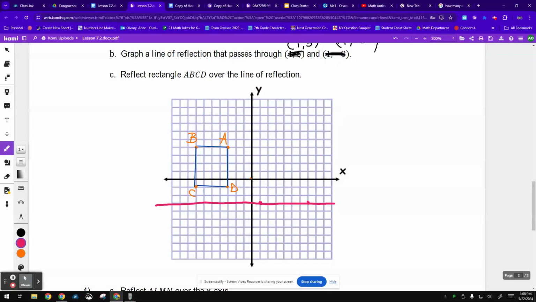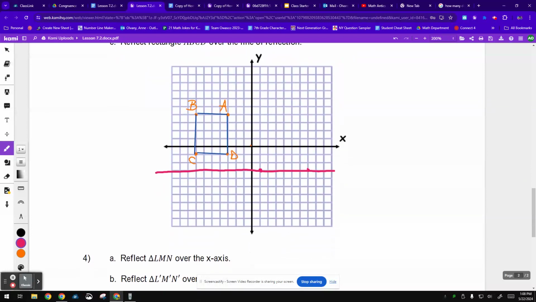All right. Now, part C. Reflect rectangle ABCD over the line of reflection. So we're going to take each point and count how far it is from the line of reflection. So A is 1, 2, 3, 4, 5, 6, 7 steps to that line. And now we're going to go 7 down. 1, 2, 3, 4, 5, 6, 7. Oh, I lost count. 1, 2, 3, 4, 5, 6, 7.